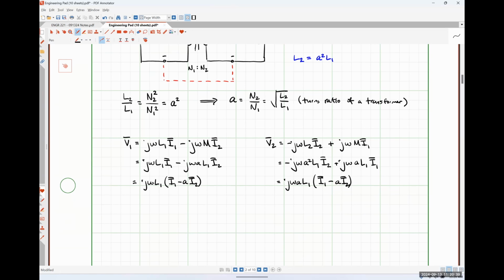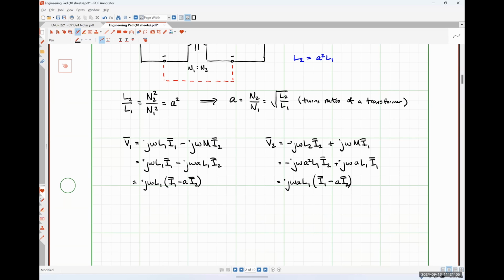Everybody follow my algebra here. Yes, Patrick, I have J omega A squared in the second line. So the J omega A L1 came out, leaving me with negative A I2, which is where this guy comes from. The J omega A L1 came out, leaving me with just the I1, which is where that guy came from. Okay.